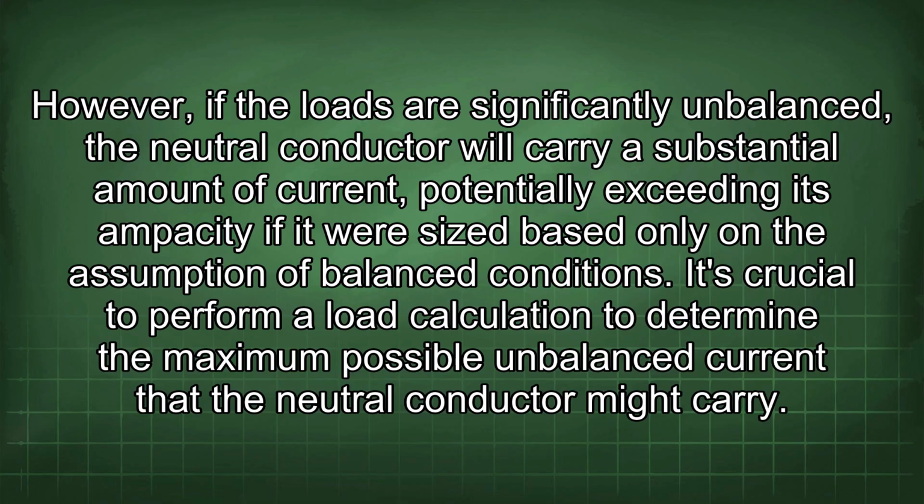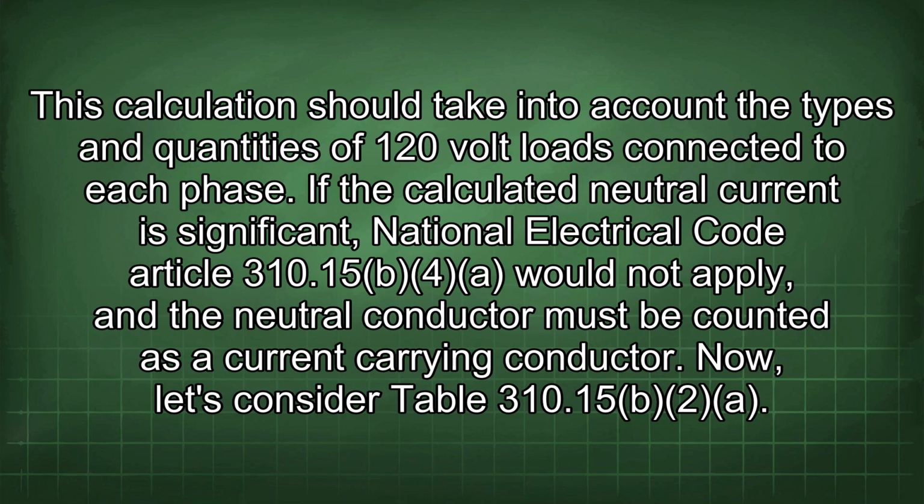However, if the loads are significantly unbalanced, the neutral conductor will carry a substantial amount of current, potentially exceeding its ampacity if it were sized based only on the assumption of balanced conditions. It's crucial to perform a load calculation to determine the maximum possible unbalanced current that the neutral conductor might carry. This calculation should take into account the types and quantities of 120-volt loads connected to each phase. If the calculated neutral current is significant, National Electrical Code Article 310.15 B4 would not apply, and the neutral conductor must be counted as a current carrying conductor.